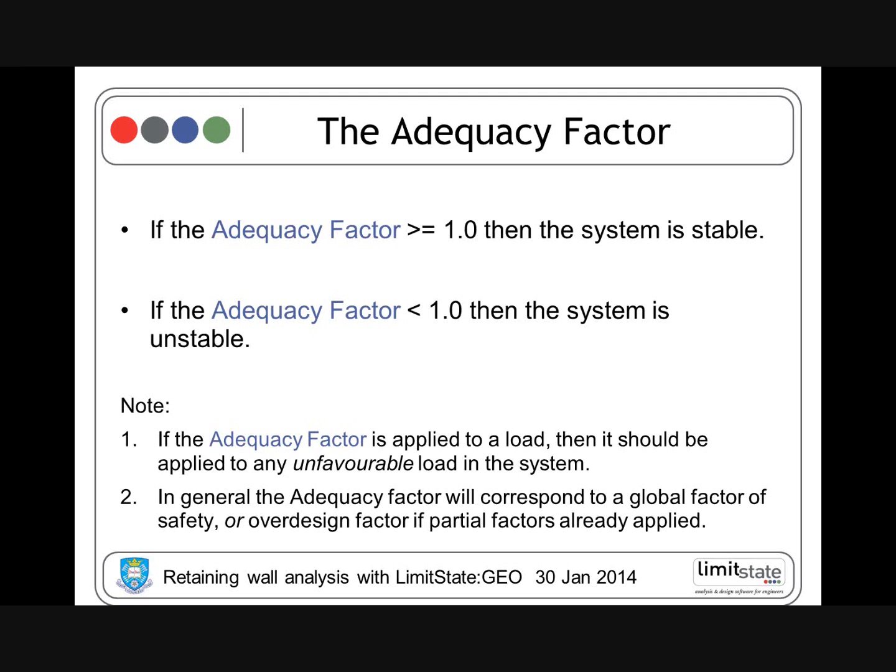Now, in general, that adequacy factor will correspond to a global factor of safety, either on load or on strength. If you've already applied partial factors, such as, for example, using the Eurocode approach, then this becomes what we might call an over-design factor. And if you've already applied Eurocode factors, then for optimal design, you're looking for this adequacy factor to be equal to 1.